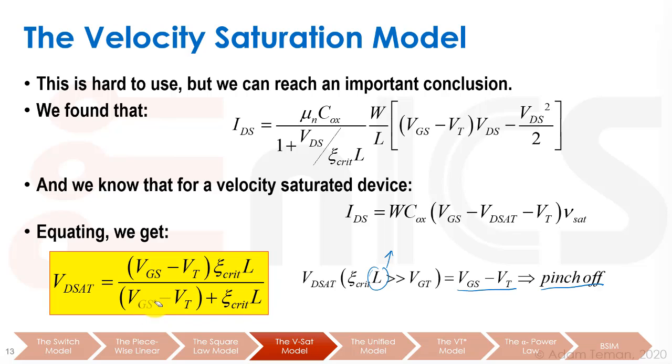But what happens if we take the other situation, where the length is really small, and the critical field times L is much smaller than VGT?